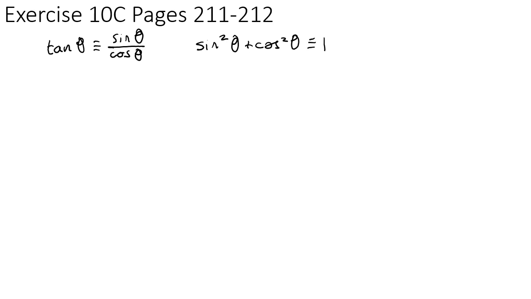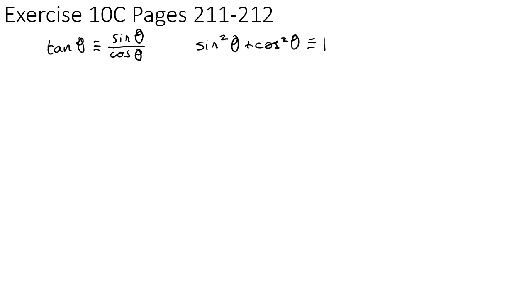Okay, you should now be able to do exercise 10C on pages 211 to 212. So just remember these identities. Tan of anything is equivalent to the sine of anything over the cos of anything. It doesn't have to be theta, it could be anything. Sine squared of anything plus cos squared of anything, that's the same, is equivalent to 1.